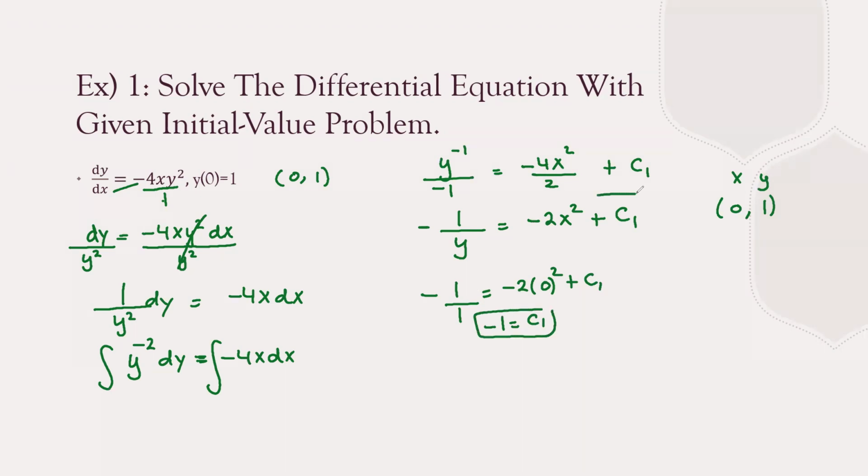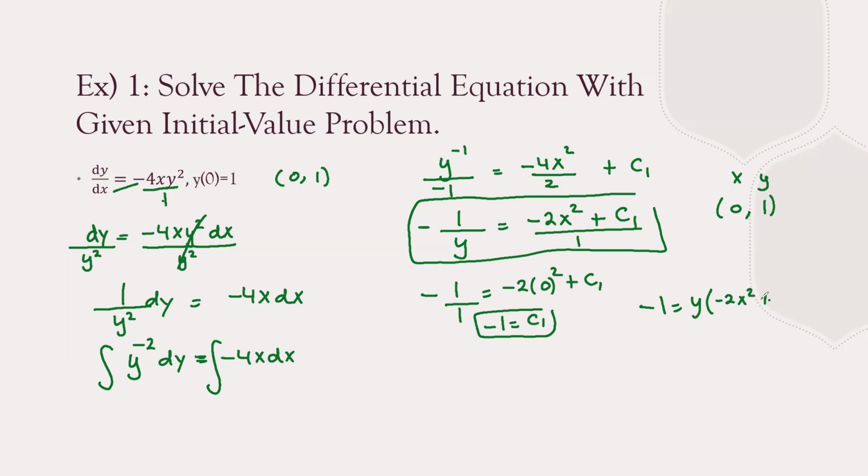Okay, so now we're going to go back to here, and somehow we're going to have to solve for y. Maybe I'm going to have to cross multiply, right? So 1 times negative 1 is negative 1. y times that whole thing is just y times that whole thing. We can replace c1 with negative 1, right? And then what I'm going to do is solve for y. All I have to do to solve for y is get rid of this by dividing both sides by itself, right?